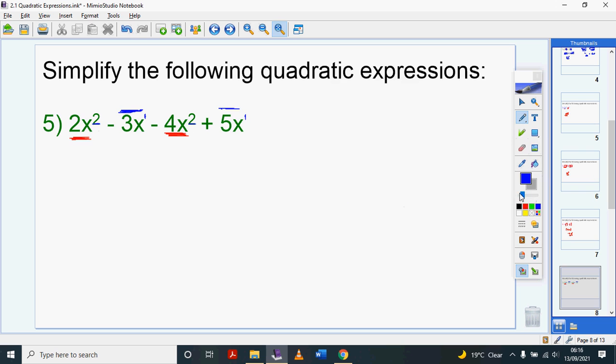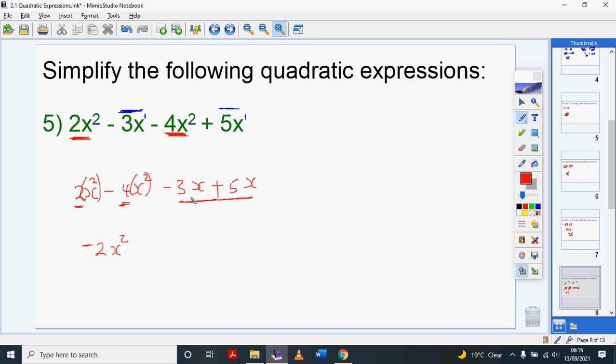So I'm just going to rewrite it and say this is 2x squared. I'm going to write it with its cow friend, negative 4x squared. Then I write negative 3x plus 5x because those ones are also friends, the goat friends. So this is 2x squared minus 4x squared, the same term, x squared. So what I do to the coefficients is I add them. So I'll have 2 minus 4, which is negative 2x squared.